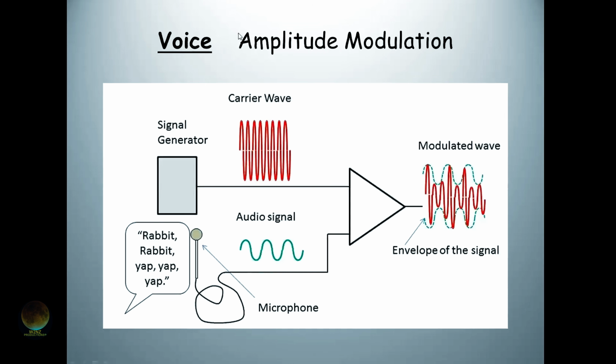So when we talk about AM, we normally think of a voice. Typically a voice goes through an audio amp, mixes with a carrier, and you get an amplitude modulated wave. The envelope follows whatever your voice is doing. Well, we all know that works.